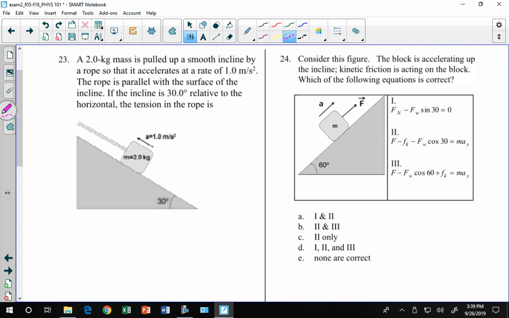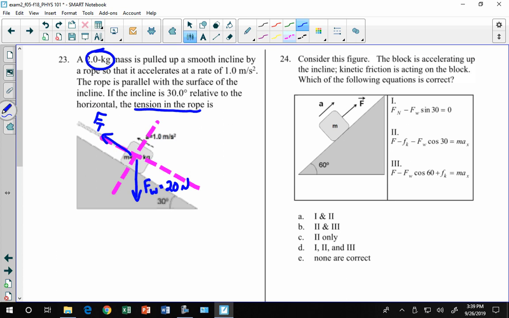So the first thing that we do is we draw our coordinate system. Then we draw our forces. I have FW right here. I know that FW is equal to 20 newtons because look, the mass is 2. That means the weight is 20. I have another force that's acting in this direction. I'm just going to call it F. That's the force of the rope, or I'll call it FT for tension. And it's the tension that I'm looking for. I want to know what is the tension.